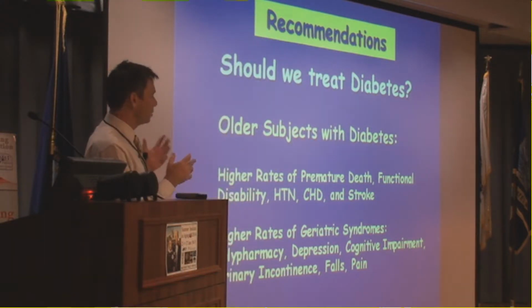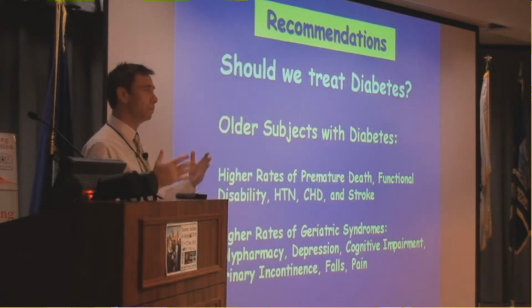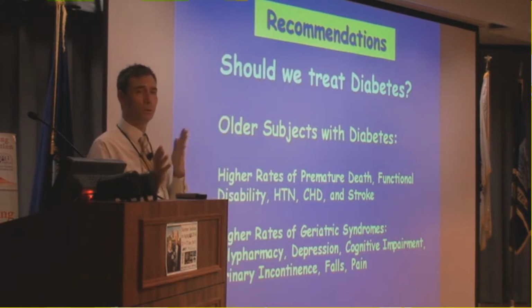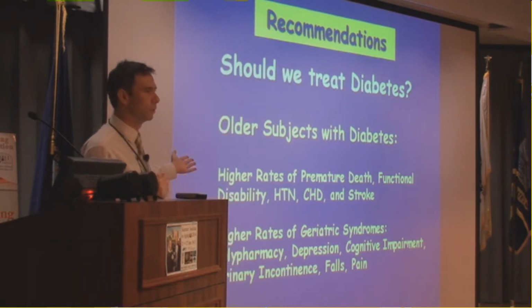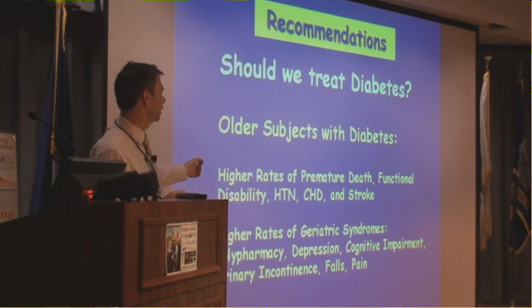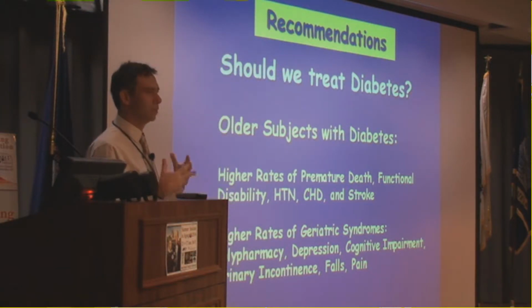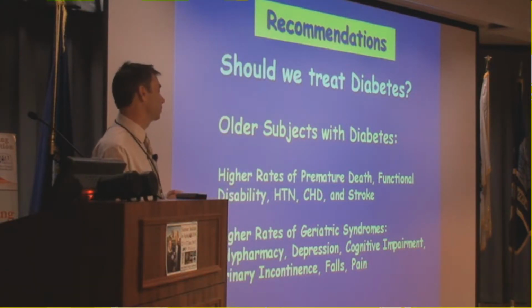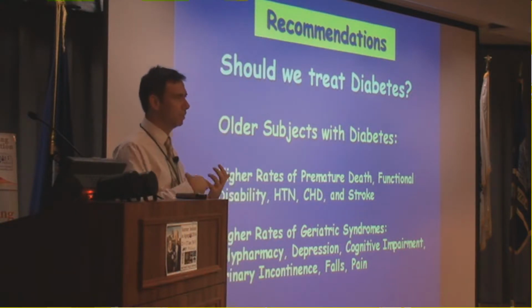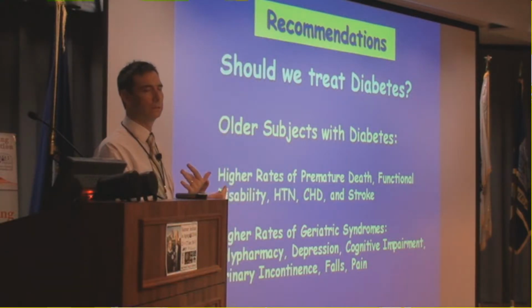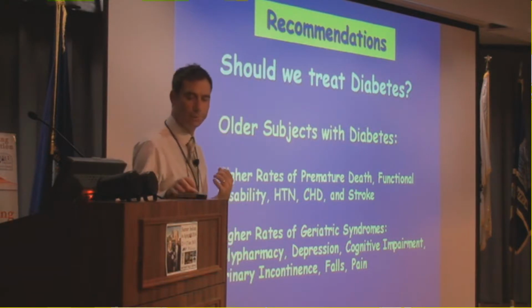So in general, older people with diabetes, compared to older people without diabetes, do tend to have a higher incidence of problems such as premature death, disability, high blood pressure, and cardiovascular disease. They also tend to have more polypharmacy, meaning they need a lot of medications, as well as depression, cognitive problems, urinary problems, falls, and pain. So there are some reasons that might incline you towards treating a person.